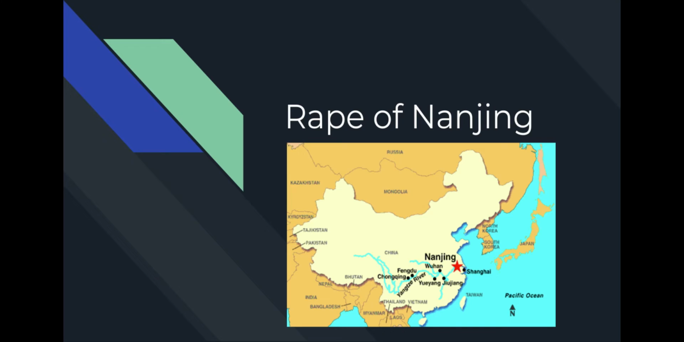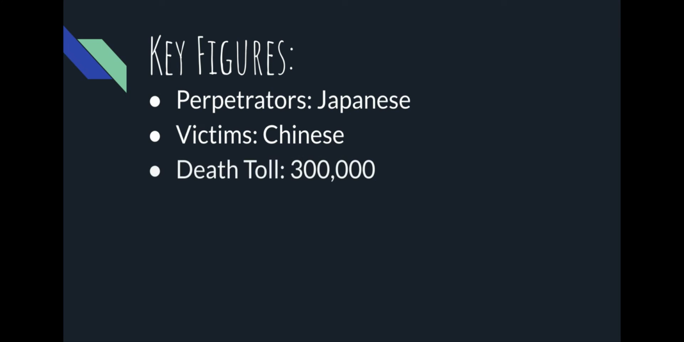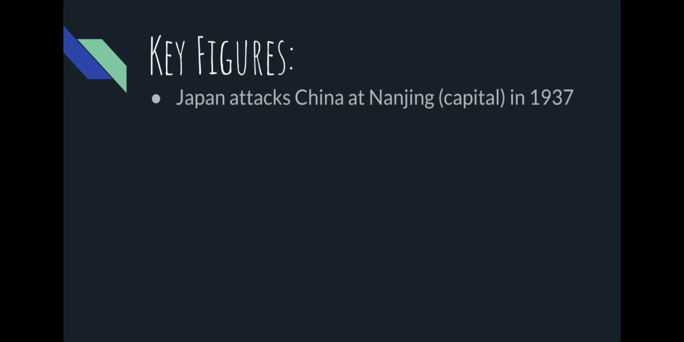In World War II, another one would be the rape of Nanking. If you guys see the star on the map where this is located, you will see some of these key figures. In this case, we know the Japanese were the perpetrators and the victims were the Chinese. Remember, Japanese are being imperialistic, expanding to these different areas. And the death toll is about 300,000 in that city of Nanking. Japan attacked the city in 1937.